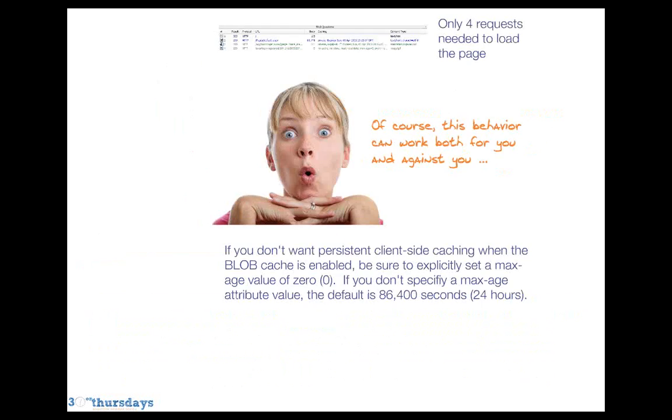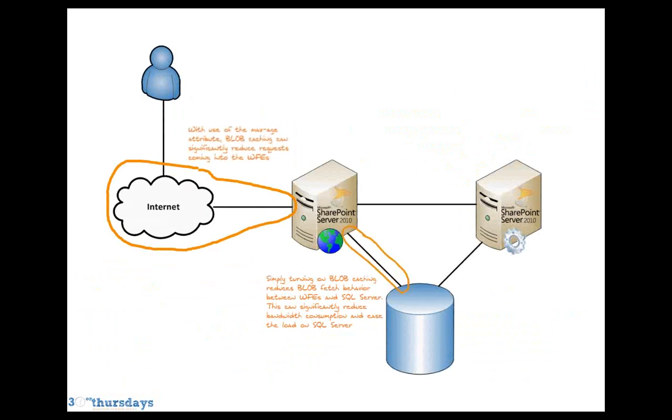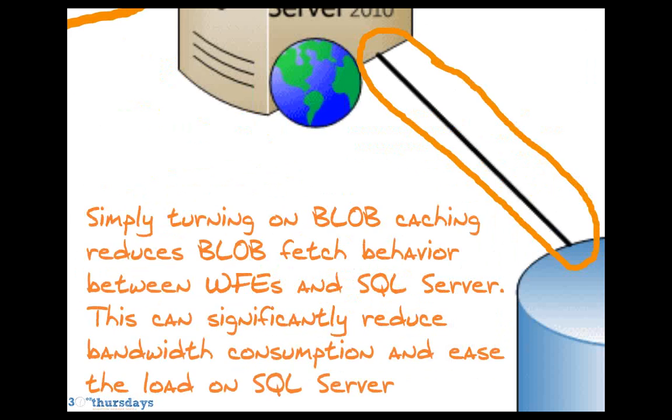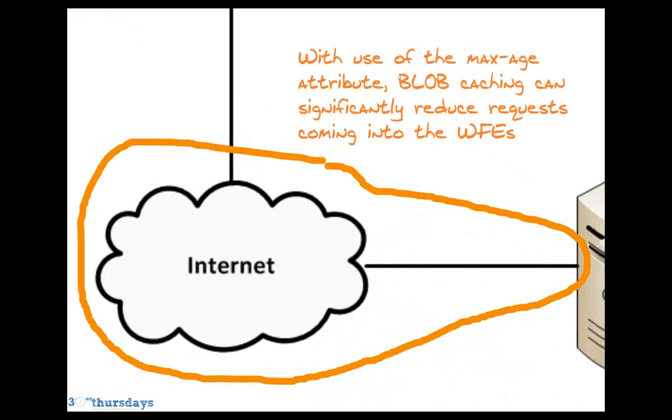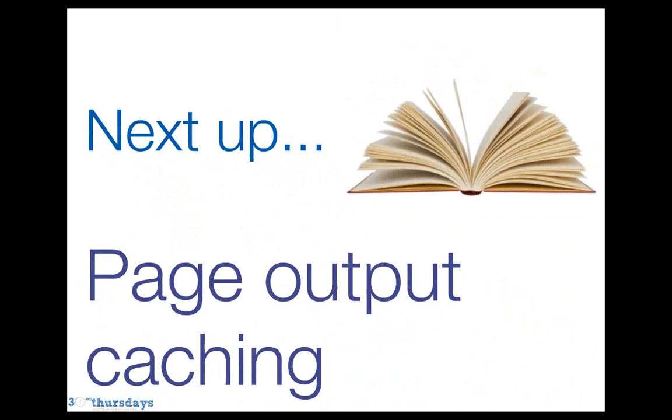So if we look at our farm again and we go in and see where blob caching helps us, first and foremost, it's a big benefit to what happens between our web front ends and our SQL servers, because we're not serving these large blobs directly out of SQL Server every time we need them. We fetch them and they go into the file system of the web front end, so it's a tremendous offload on the network connection and on the SQL Server. Now, if we're using the max age attribute, whether we realize it or not, we can also significantly reduce requests coming into the WFEs because those same requests get served directly by the client browser. So that's blob caching. Next up, we've got page output caching.